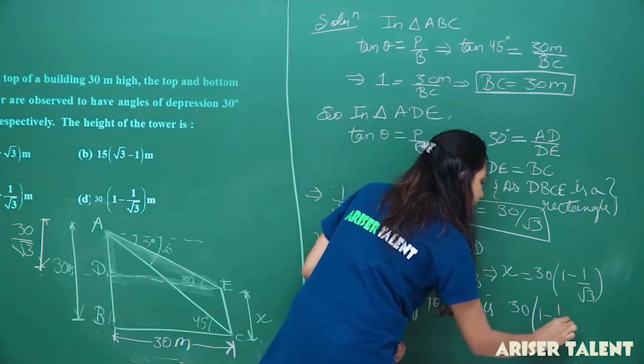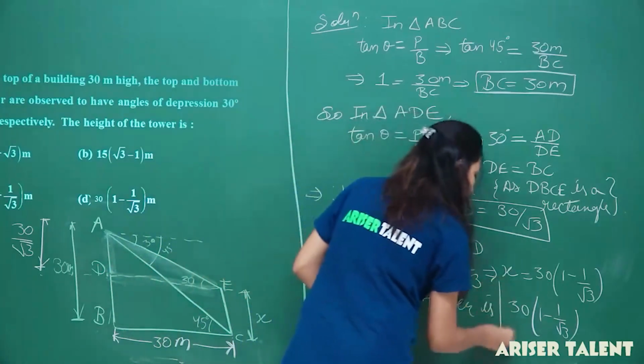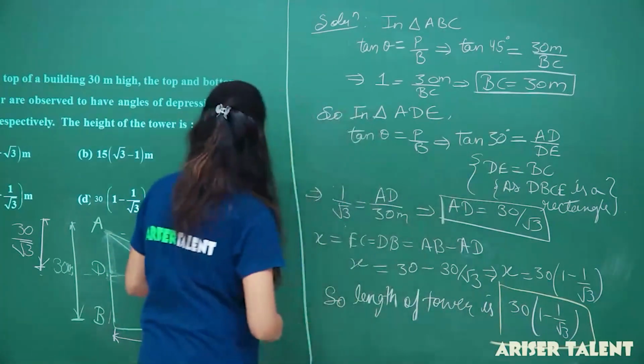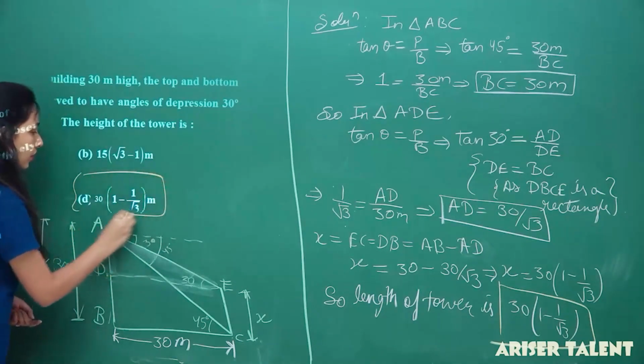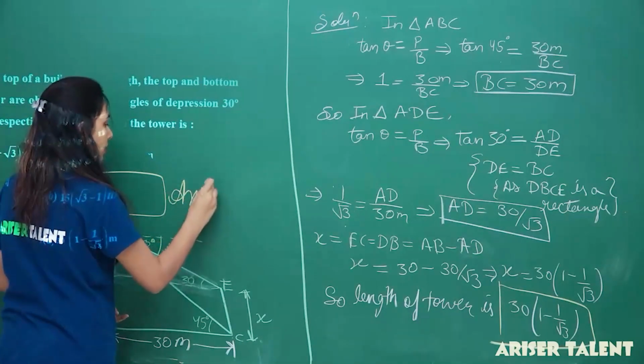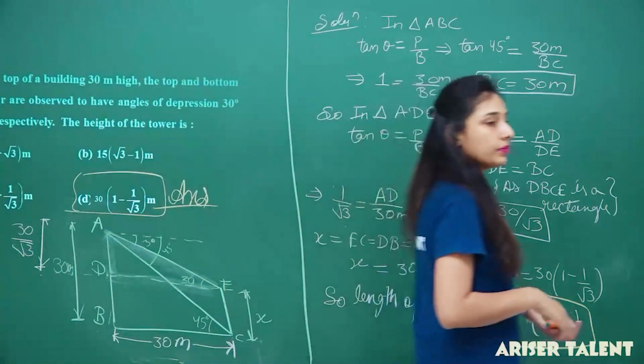30, 1 minus 1 by root 3. Okay students, this one is your answer from these 4 options. Note it, students.